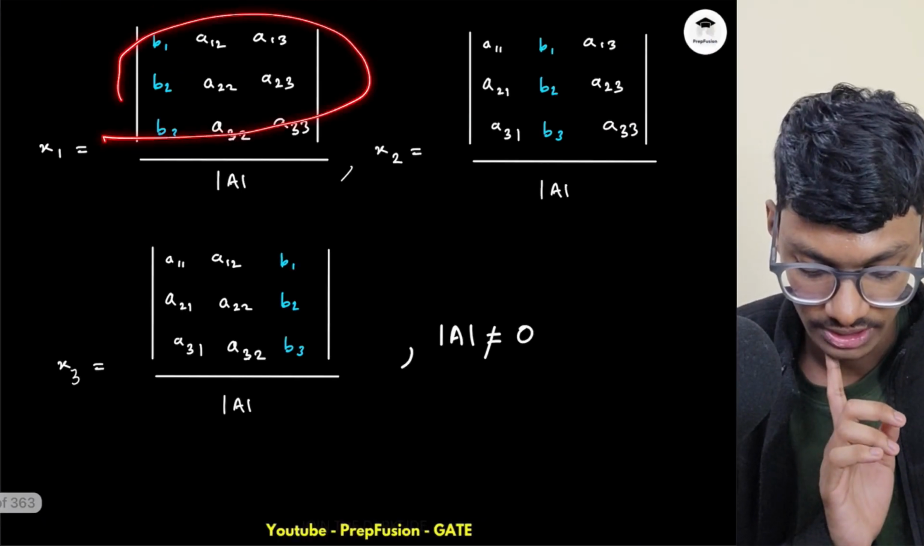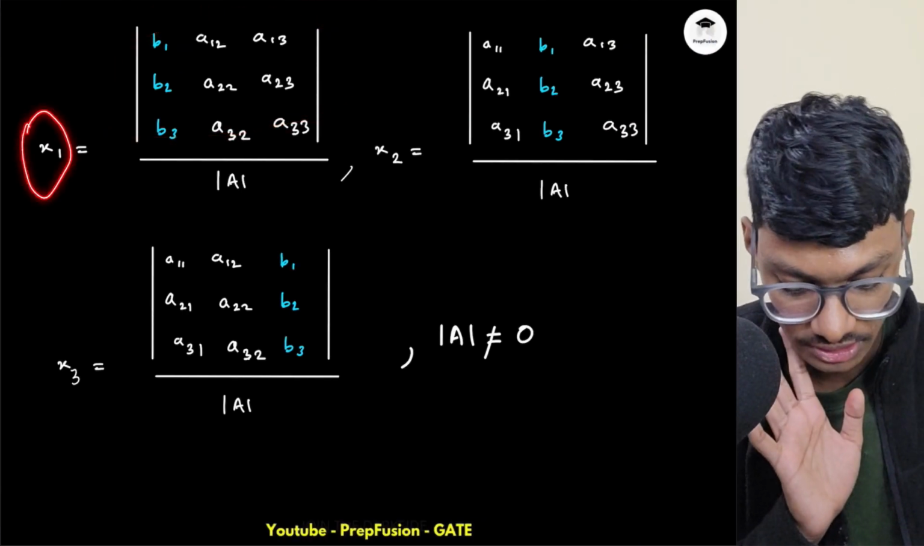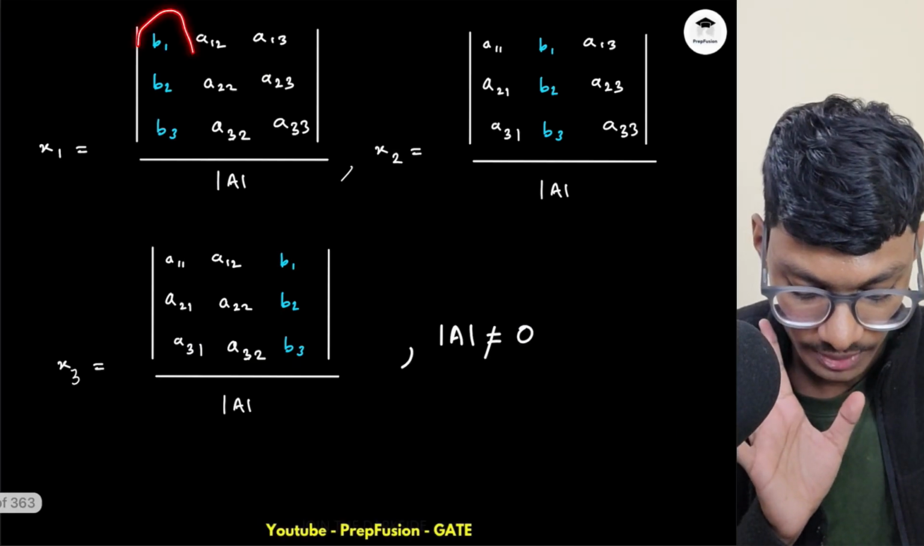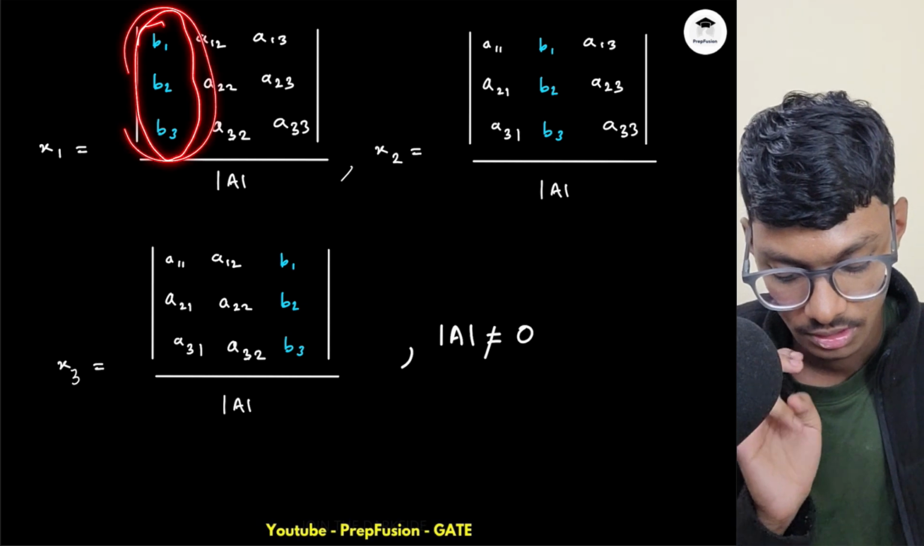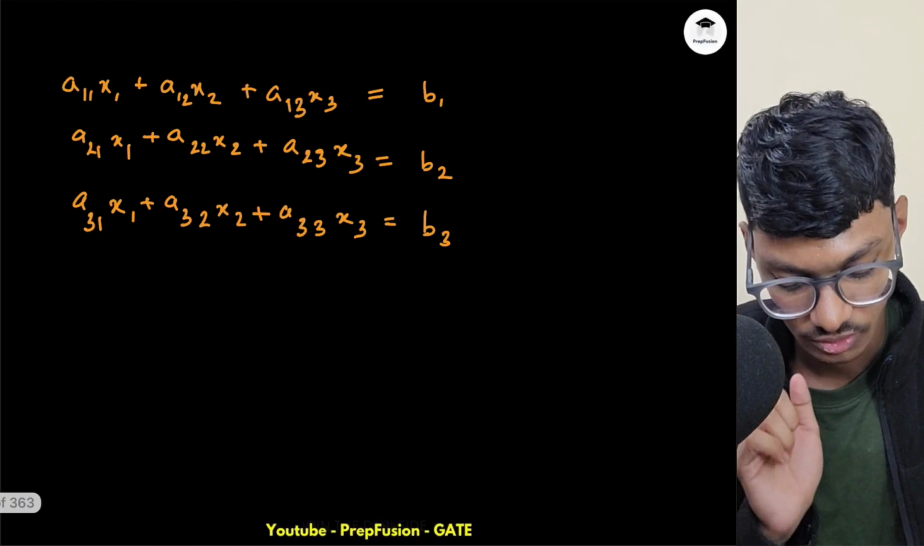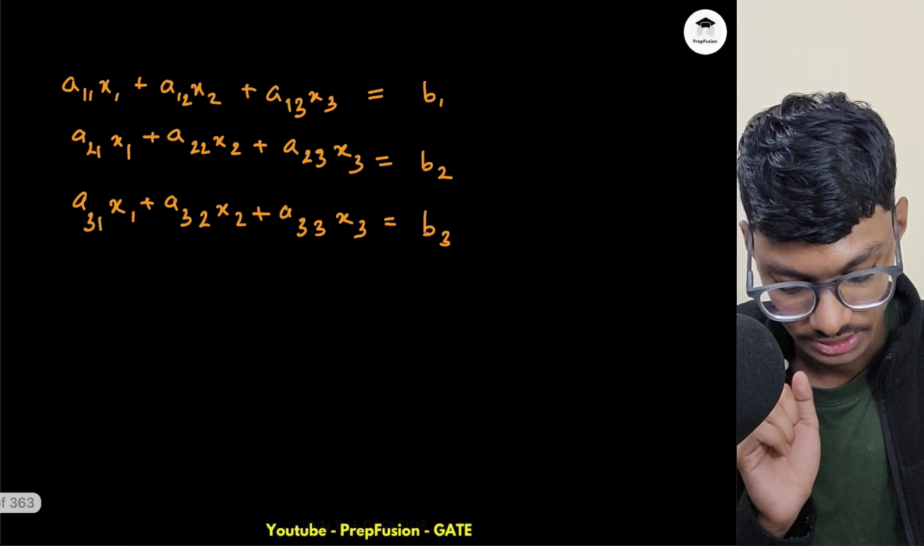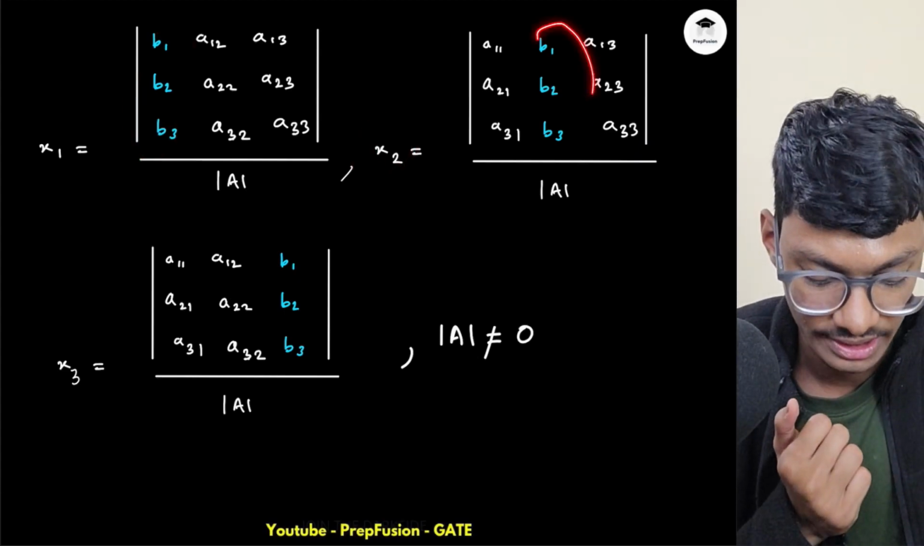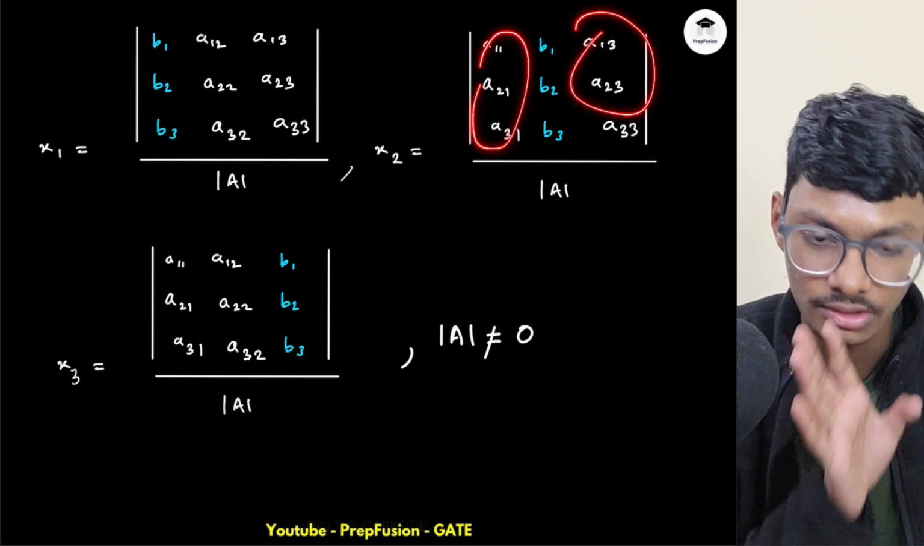Now what is the determinant of this matrix? Basically we are finding the solution of the first unknown. So what you do is replace the first column with the constant matrix. If you want to find the solution of the second, we replace the second column with the constant matrix, keeping the other columns the same.